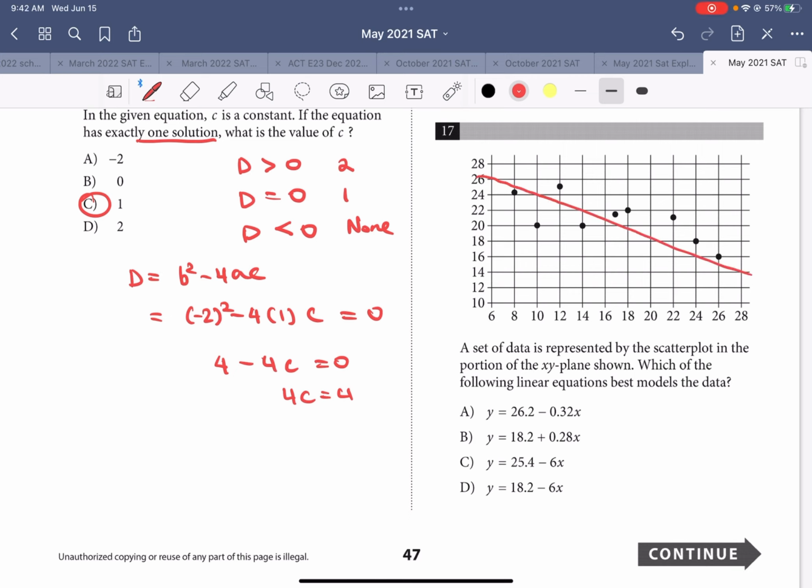So then you can say your y-intercept should be around 26. Okay, definitely not 18 something. So your y-intercept is 20.6 or 25. And the slope is negative. So let's see, what is the right slope?